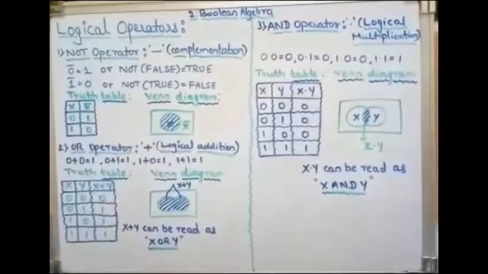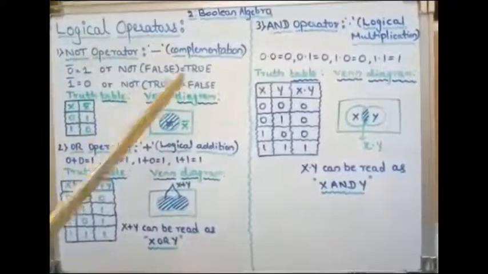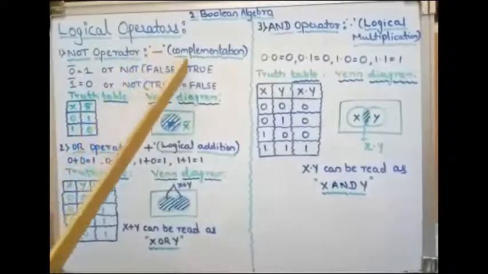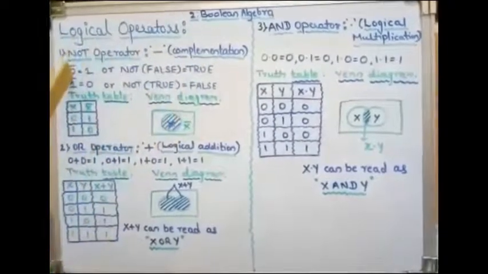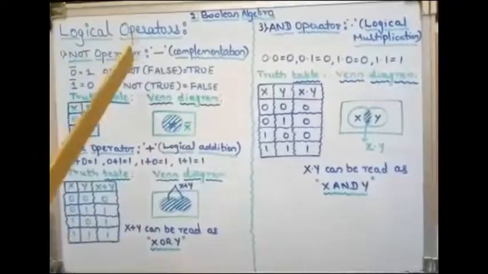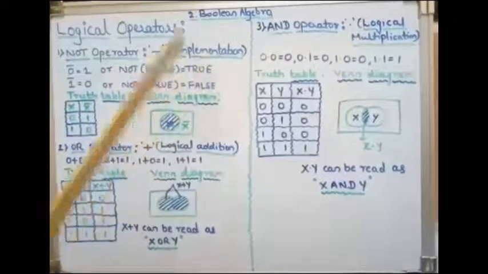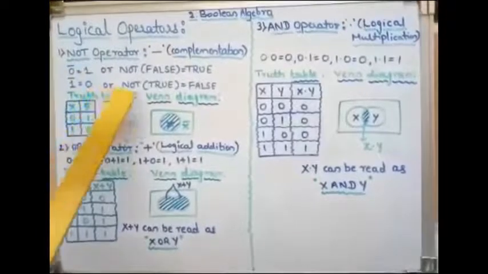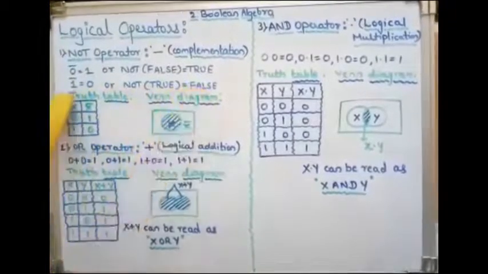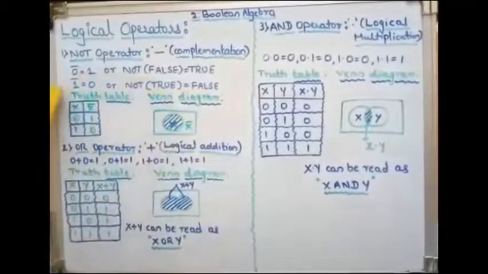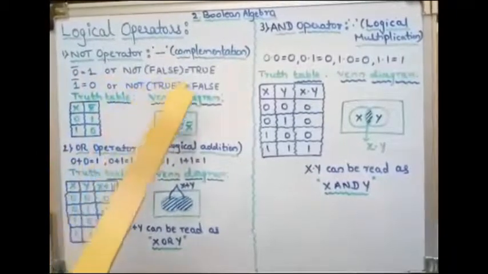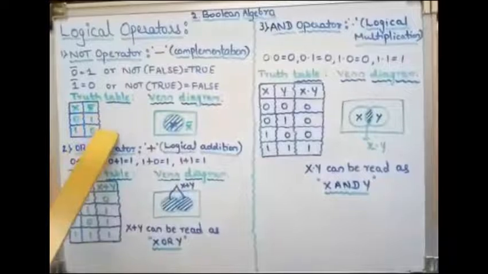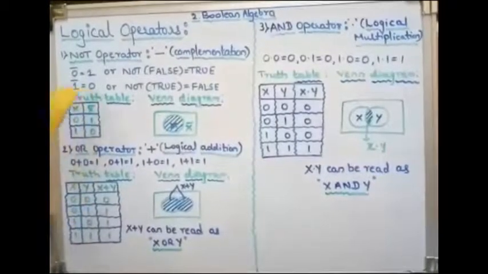The complement operation can be defined like this. 0 bar is equal to 1, or not false is equal to true. 0 means false, bar means not. Not false is equal to true. 1 means true. 1 bar is equal to 0, or not true is equal to false. 1 means true, bar means not, so not true is equal to false. The truth table for the not operator is like this.